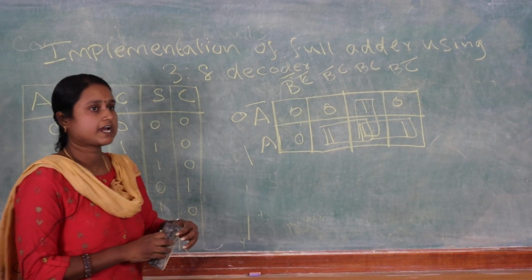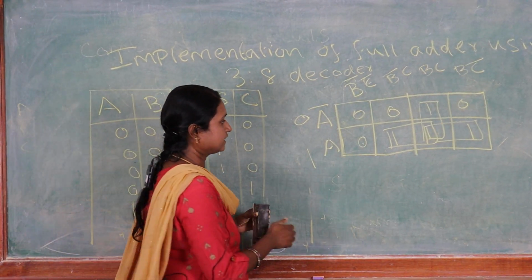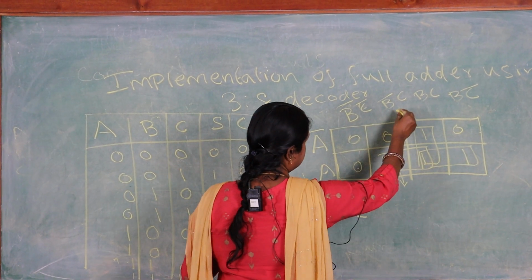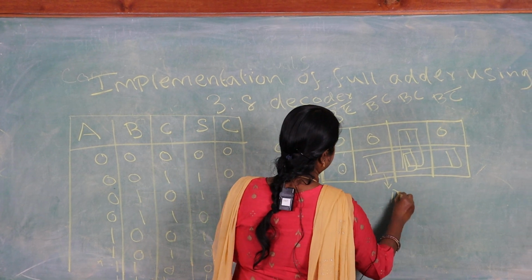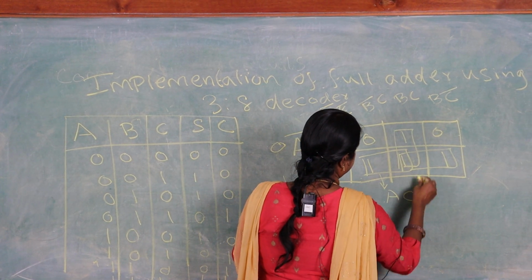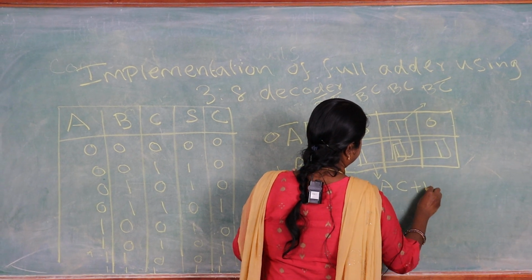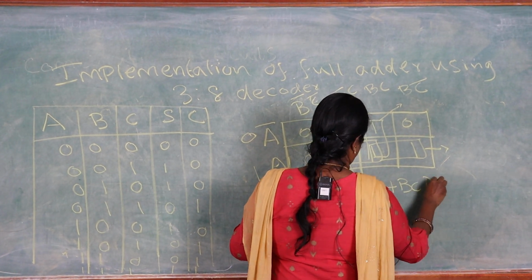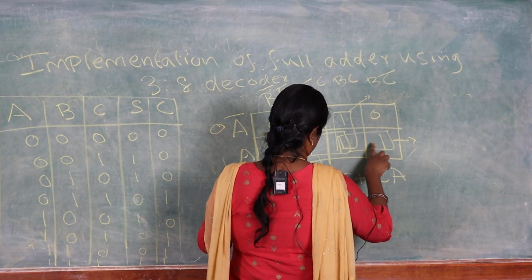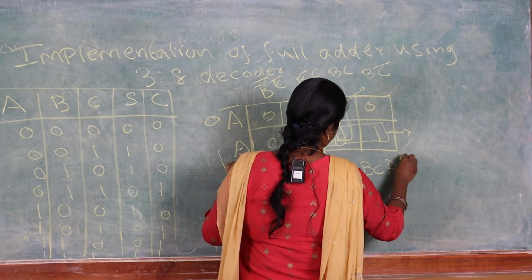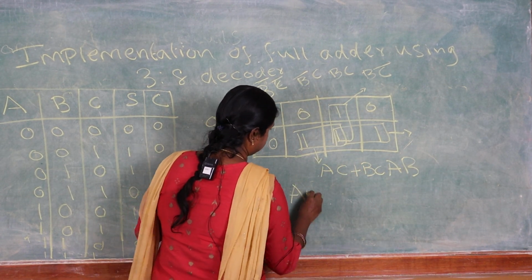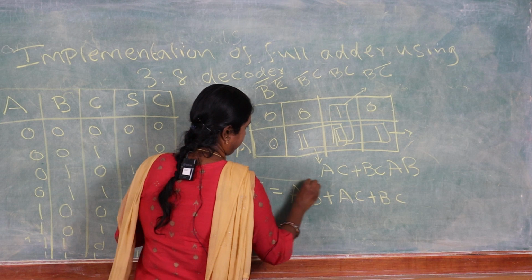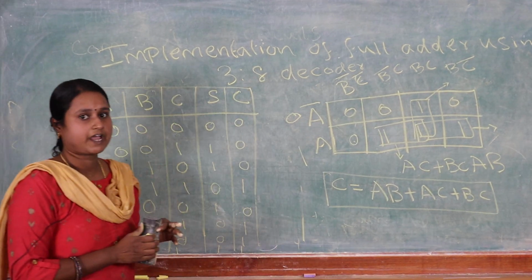If you are having adjacent bits, we have to group them with each other and name the common term. For this term we are having common as A C, this term will be B C, and here also we are having A B. So your carry expression will be AB plus AC plus BC. Like this we have to derive.